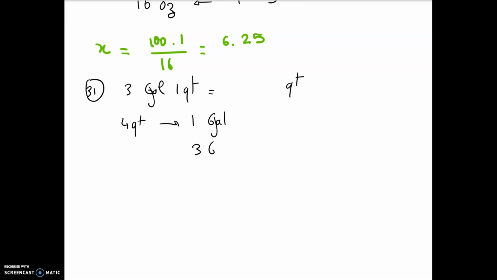So for 3 gallon, we are looking for how many quart. And x is going to be the multiplication of the diagonal, 4 times 3 divided by 1. So there are 12 quart in 3 gallon. And because I have 3 gallon, 1 quart, the answer is going to be 13 quart.